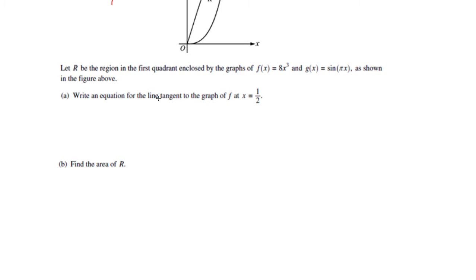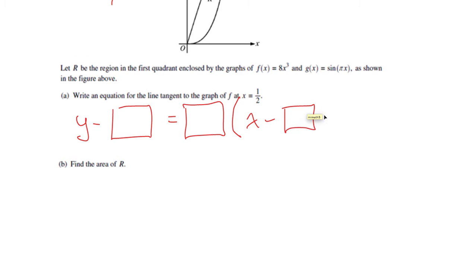So write the equation for the line tangent. As soon as I see that word, line tangent, it's going to be y minus something equals the slope, something, times x minus something. I immediately write that down when I see line tangent. All right, so what is the x? X is 1/2.